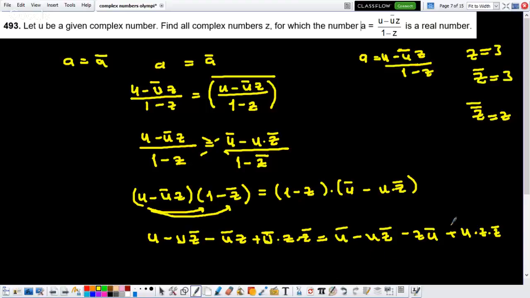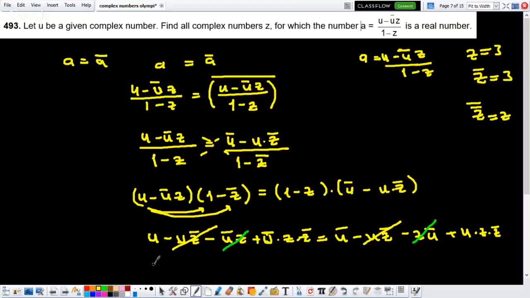Here, as you see, we have common terms on both sides. So u z conjugate and u z conjugate minus, both of them, I'm simplifying here. Then u conjugate z and u conjugate z, this is the same. I'm simplifying. They give us 0 when you send the terms to one side. And it's going to be like this.